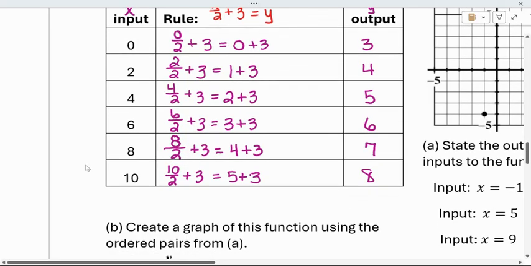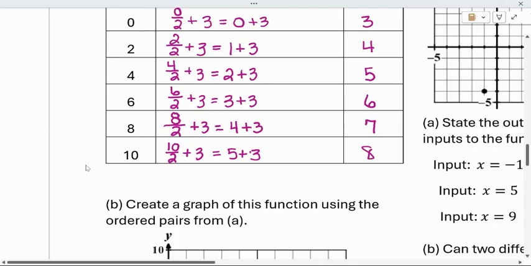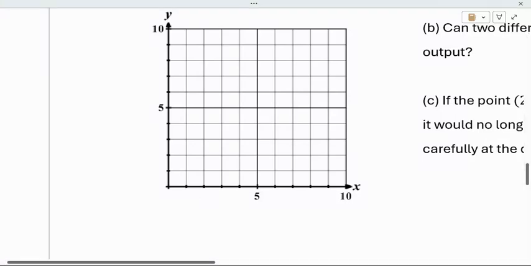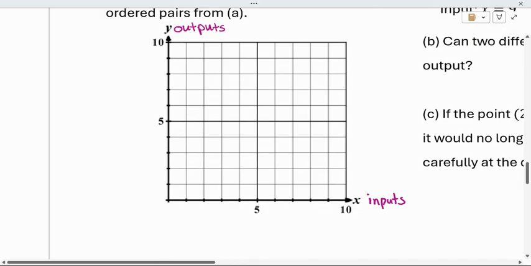So we're going to use this input-output and make a graph. We're going to use those input-output values and make a graph. So these are your x values, which remember are your inputs. And these are your y values, which remember are your outputs. So when I started with x equals 0, when I input the number 0, what do I get out? I got out a 3. So when x is 0, that's right here. My output is 1, 2, 3. Plot that point. So that is the ordered pair 0, 3.